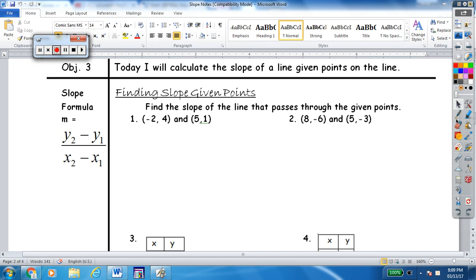Okay, so hello class. The purpose of this video is to continue on to objective 3. Today we're going to be calculating the slope, not from a graph like you were supposed to do on Monday, but instead from when you are given 2 points exactly.